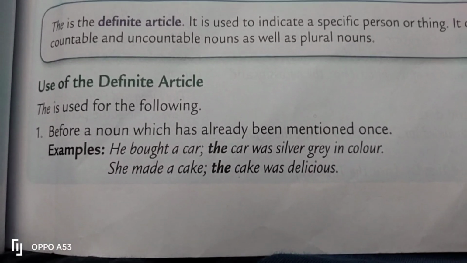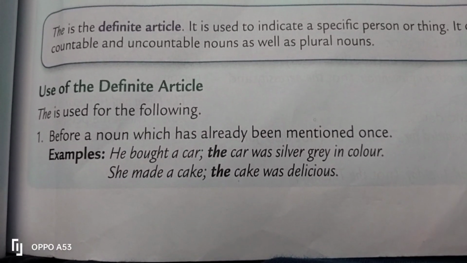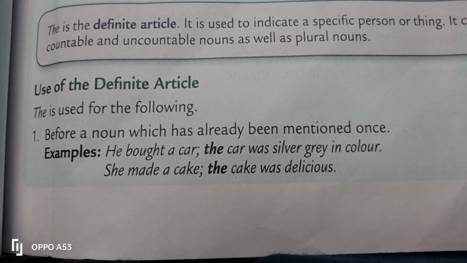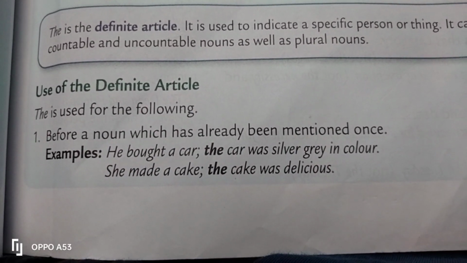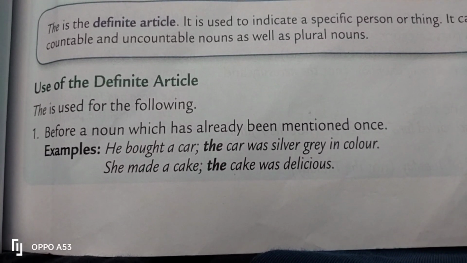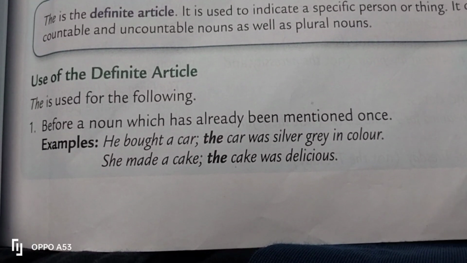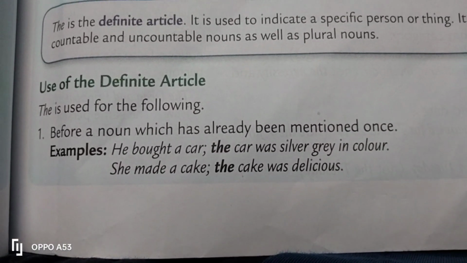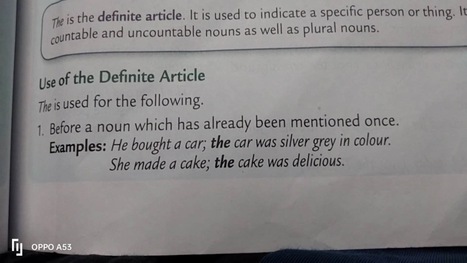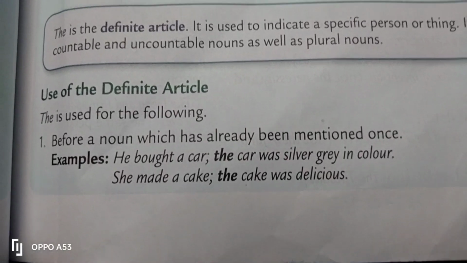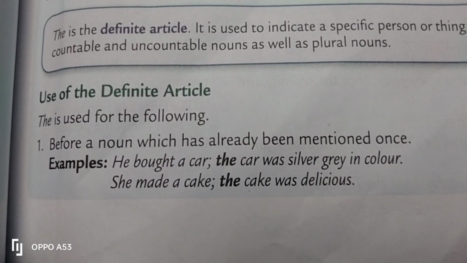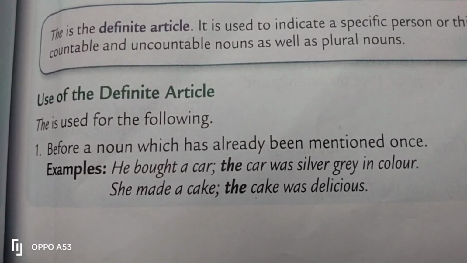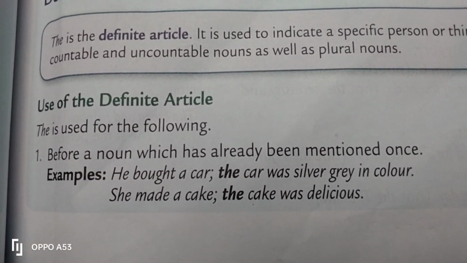Second sentence, you see, she made a cake. The cake was delicious. See that. Here also you can see a very close connection between the first a cake and the cake. What is this close relation here? The second part of the sentence, the cake, is not any other cake. It's the same cake that was mentioned in the first part. That is why the definite article is used.